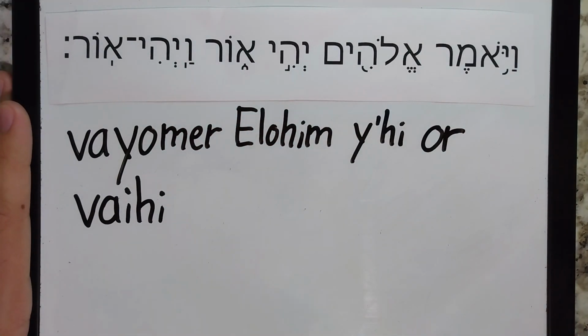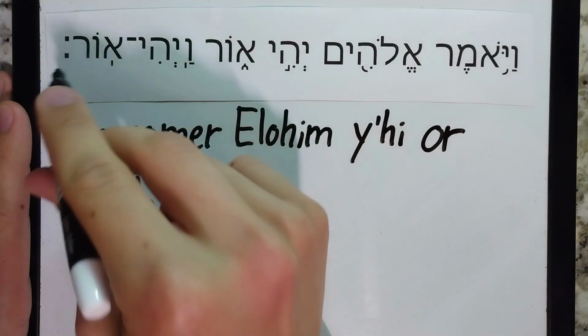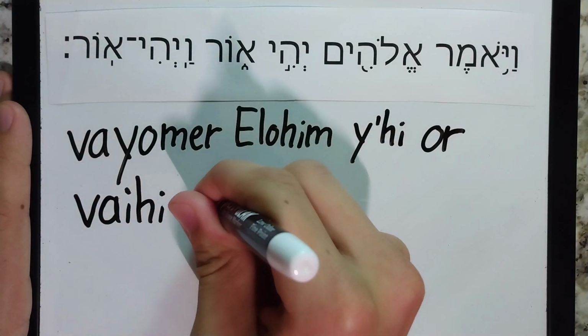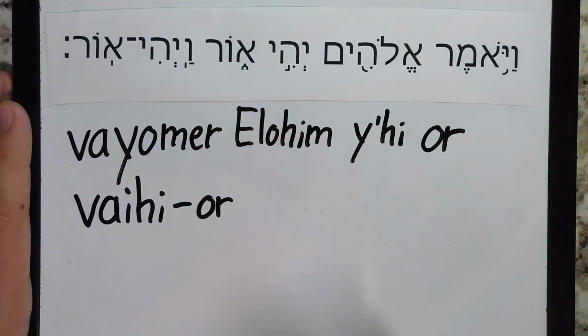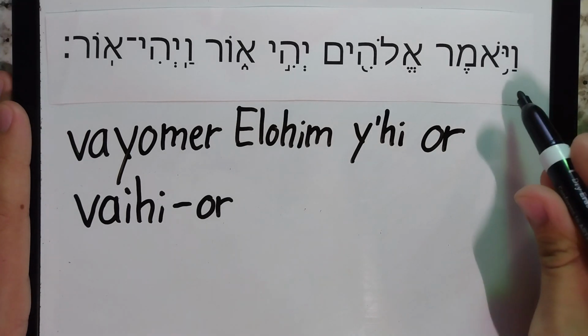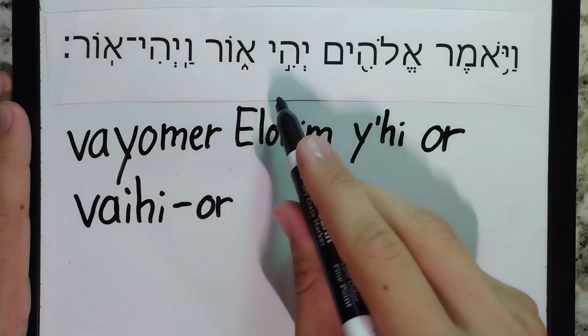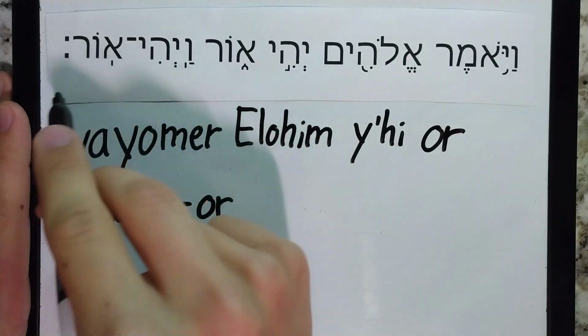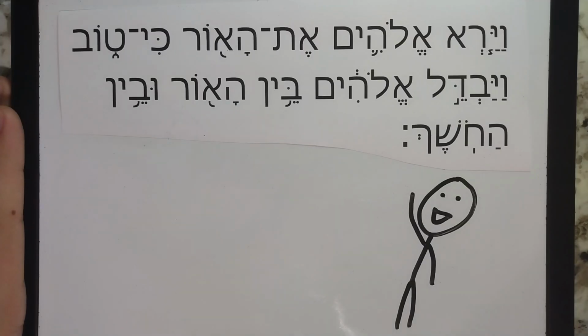And this word is connected with a dash to the word or once again. Now, these two words both have a punctuation mark on them, which means they both have their own accented syllable, even though they are connected with a dash. So this is vayehi or. The whole verse: Vayomer Elohim yehi or. Vayehi or. Now verse 4.